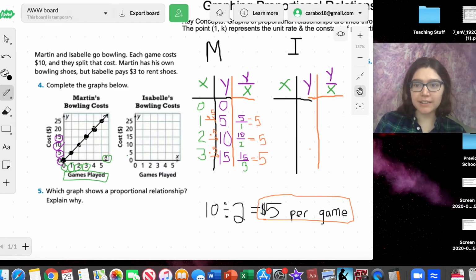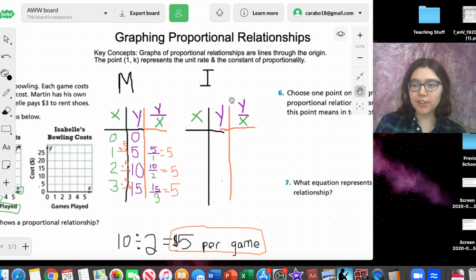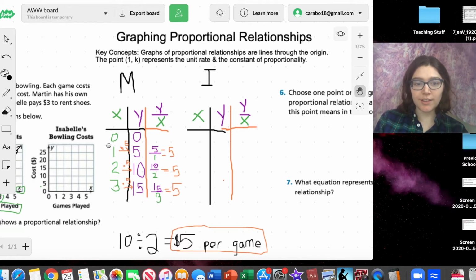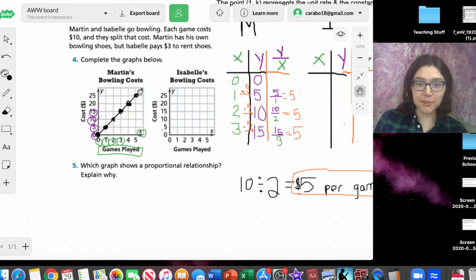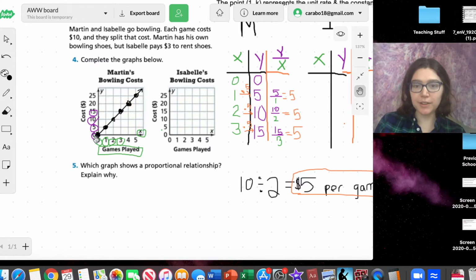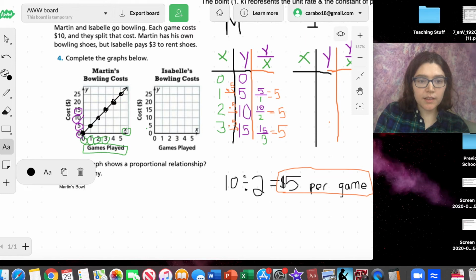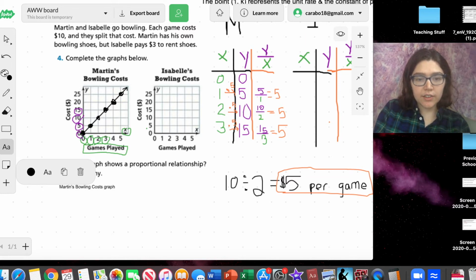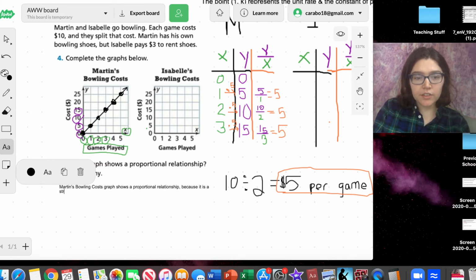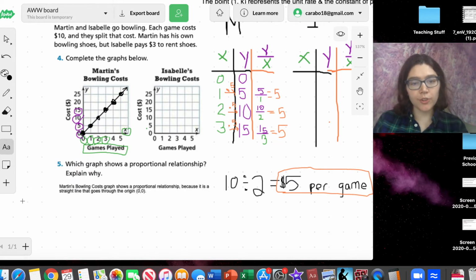So we have to go back to that key concept that we talked about earlier. Graphs of proportional relationships are straight lines through the origin. Okay, and if I look here, these points form a straight line, and they go through the origin, which is the point 0, 0. Martin's bowling cost graph shows a proportional relationship because it is a straight line that goes through the origin, which is the point 0, 0. So that's going to be my reason for why Martin's graph shows a proportional relationship. And we know it shows a proportional relationship because there is this proportional relationship between games played and cost.